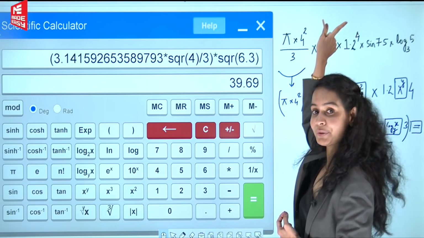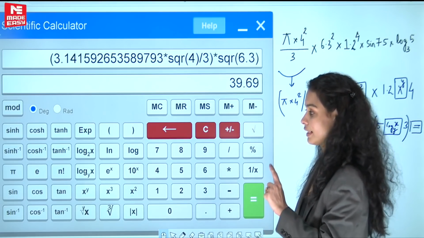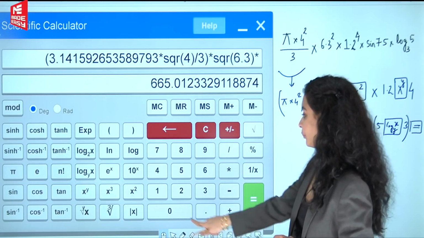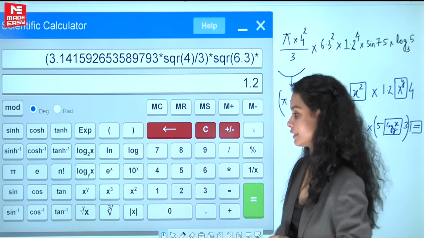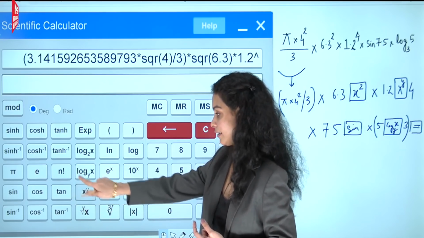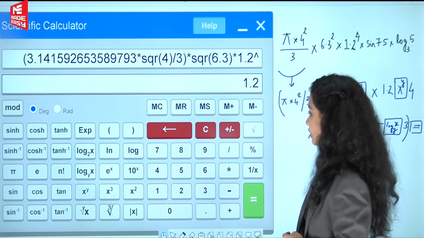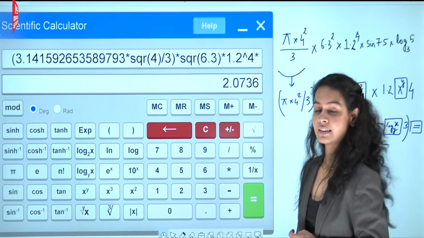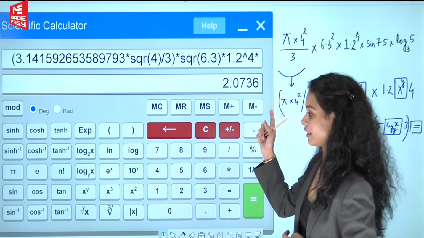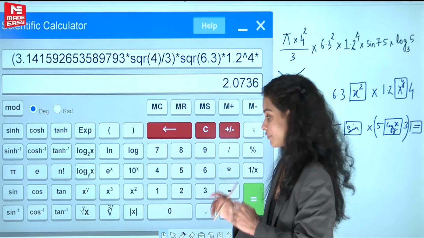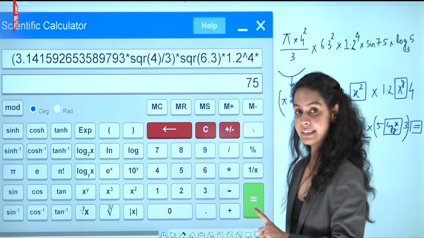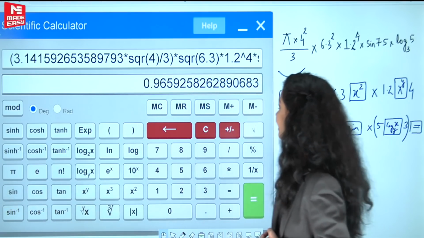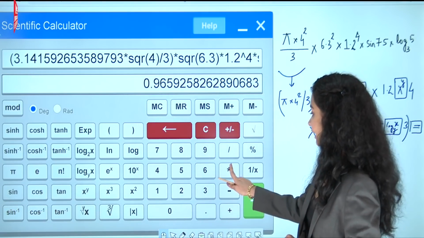Then it is 1.2 to the power of 4. For this you will be using x to the power y. Again enter the value of x first. So into x is 1.2. Function tab is x to the power of y, which is here, and then the y value, which is 4. Enter this. Then it is sine 75. So into sine 75 you have to enter the value of x first, which is 75, and then the function tab, which is sine. So we will press sine here. So this is sine 75 into.